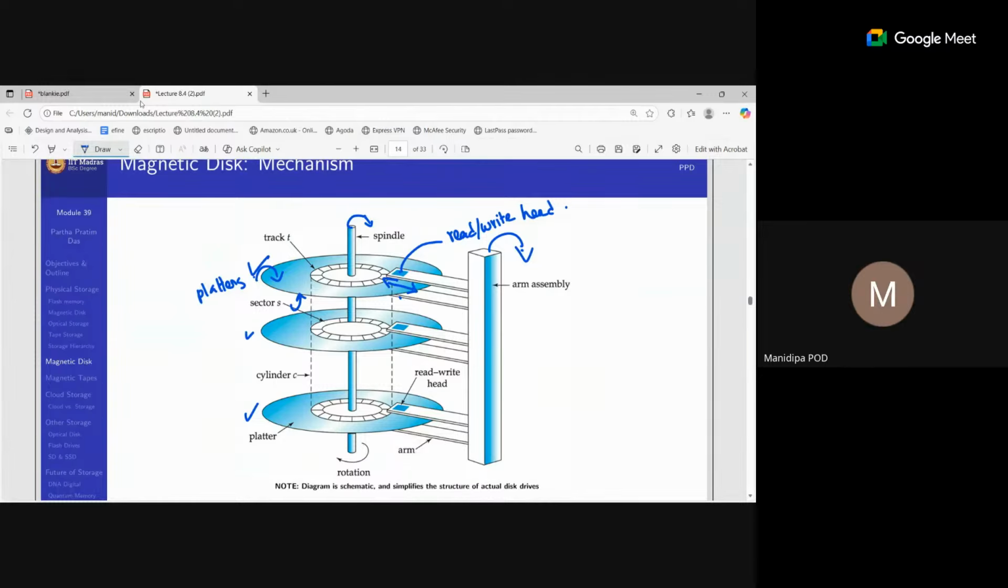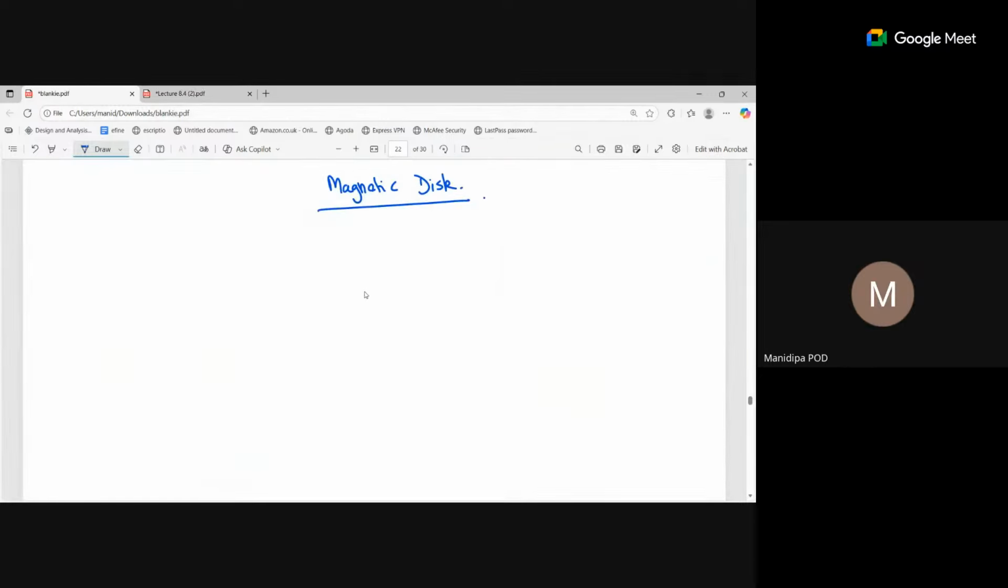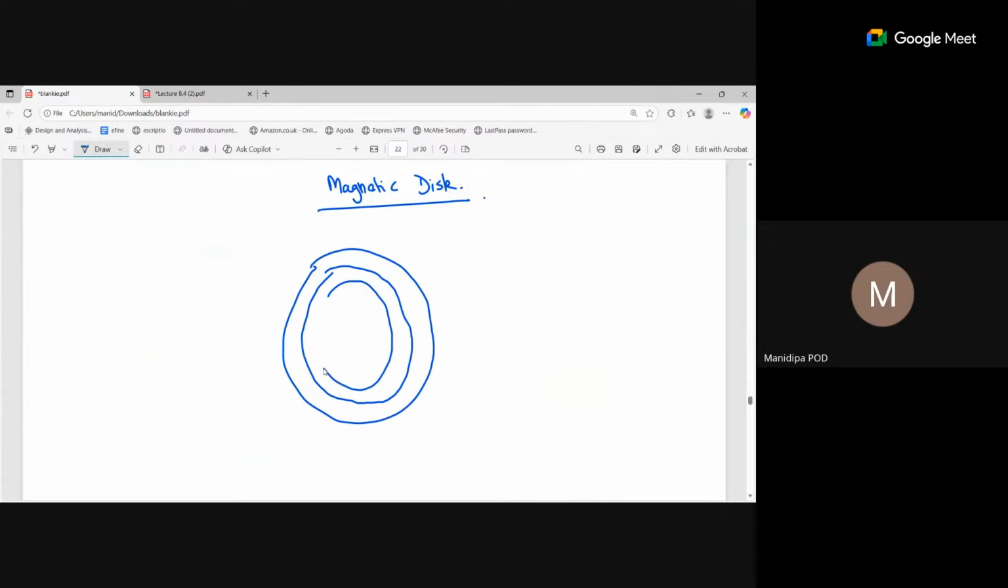So let me draw it. Not a very good drawing, but I hope you will understand. Let's say this is the top view of one of the disks. Each surface has concentric circles like this. This is the spindle. Each of these concentric circles is called a track.